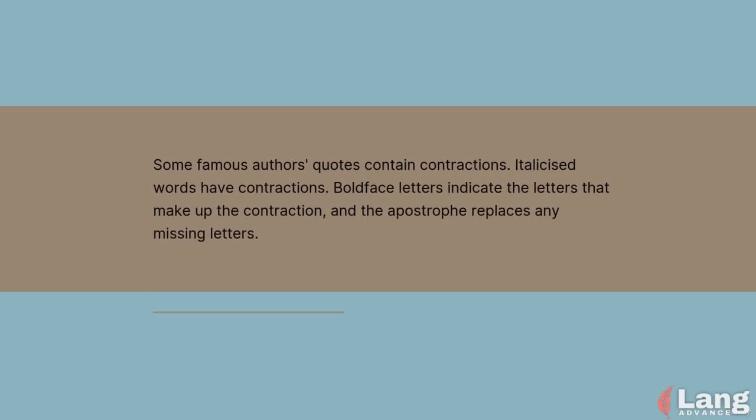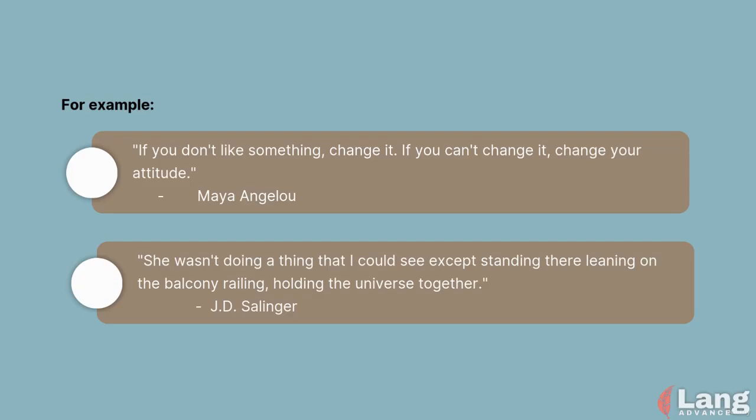Some famous authors' quotes contain contractions. Italicized words have contractions. Bold-faced letters indicate the letters that make up the contraction, and the apostrophe replaces any missing letters. For example, if you don't like something, change it. If you can't change it, change your attitude. Maya Angelou. She wasn't doing a thing that I could see except standing there leaning on the balcony railing, holding the universe together. J.D. Salinger.